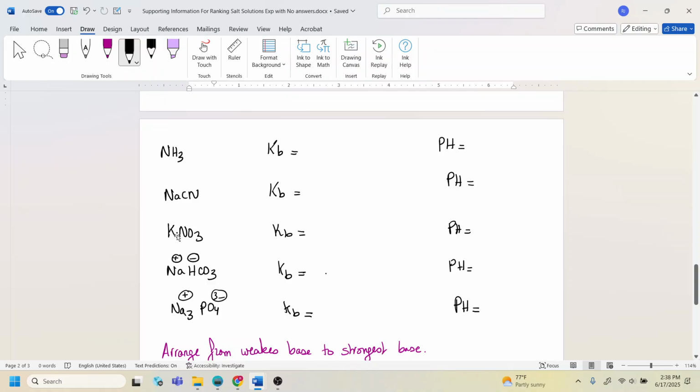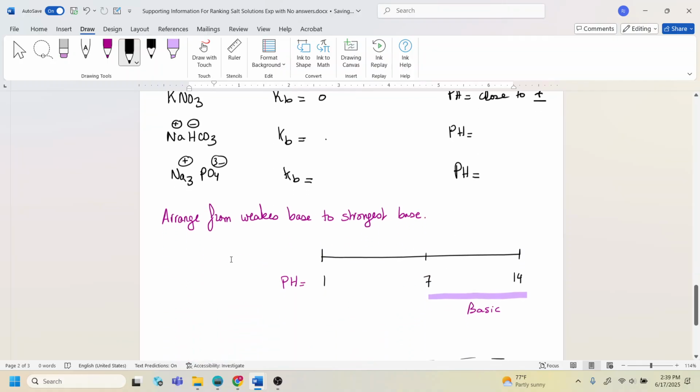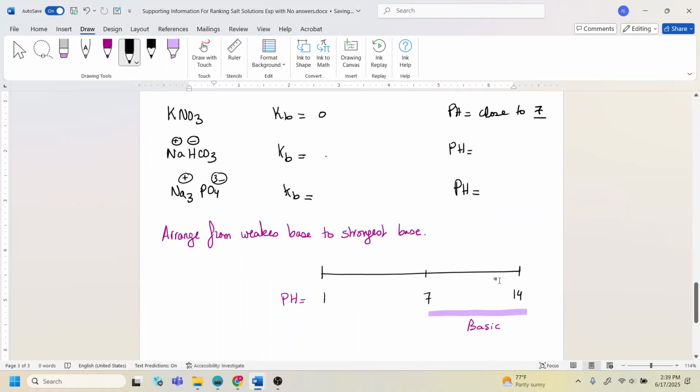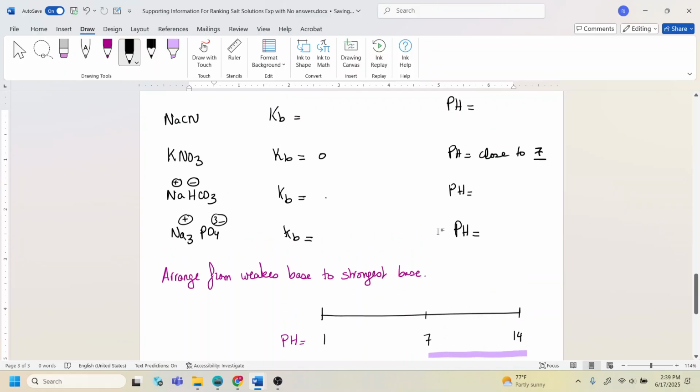So for potassium nitrate, this is a salt, and this salt is formed whenever a strong acid reacts with a strong base. Normally, salts of this kind do not hydrolyze in water. So we are expecting their Kb to be equal to 0. If you search on Google, it's going to tell you that the Kb is equal to 0. These are not basic. And the pH is going to be close to 7, close to neutral in this case. So the KNO3 is going to have a pH which is closer to 7. So KNO3 is going to be between acids and bases. It's a neutral salt.